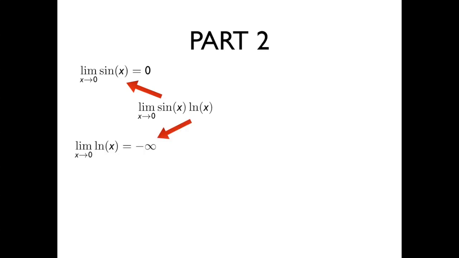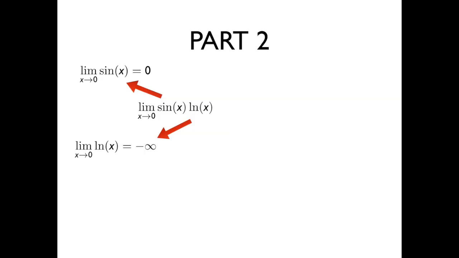Now let's deal with the second part. We were asked to find the limit as x goes to 0 of sine of x times ln of x. Let's look at the limits of each of these factors separately. So sine of x goes to 0 as x goes to 0. And ln of x goes to negative infinity as x goes to 0.